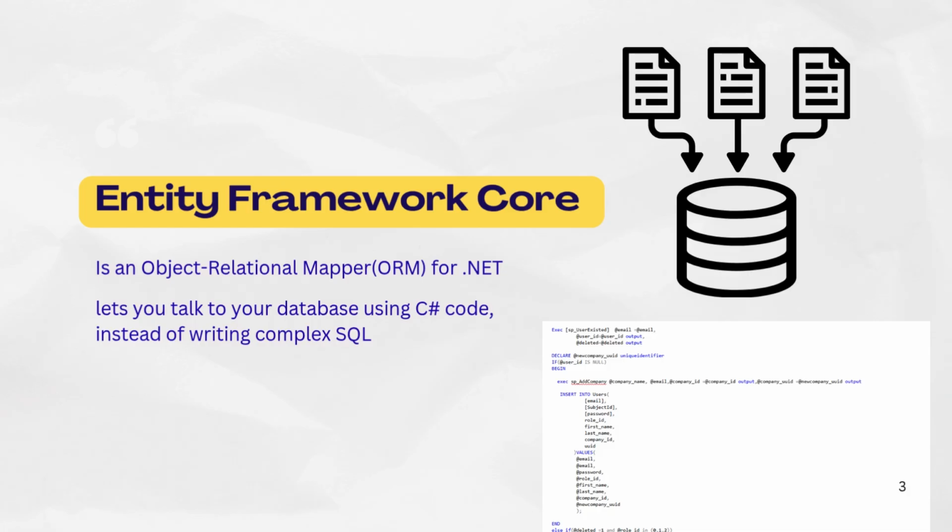Entity Framework Core is an object relational mapper, or ORM, for .NET. It lets you talk to your database using C# code instead of writing raw SQL. Your C# classes stay in sync with your database tables, and EF Core doesn't force you to handle everything manually.